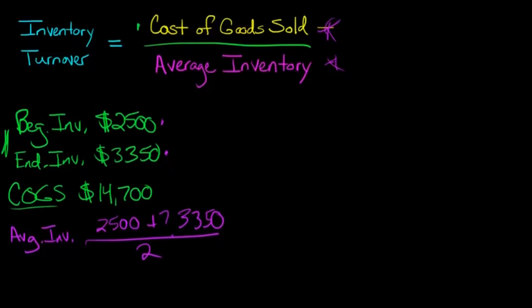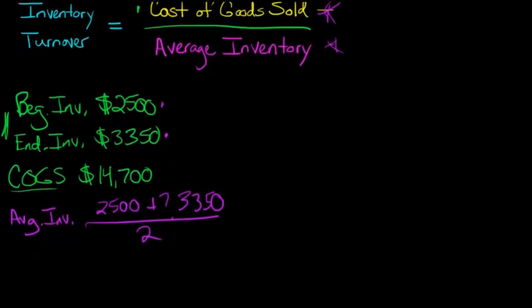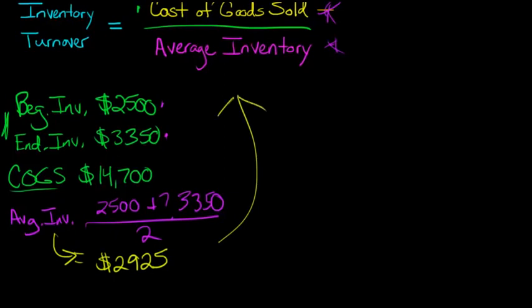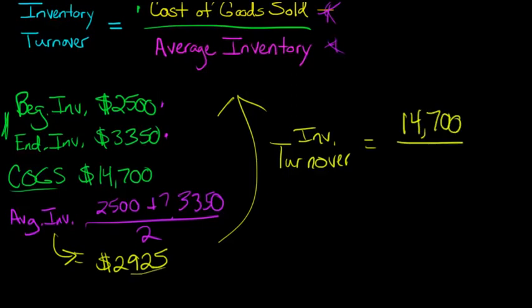Let's scroll down, get a little more room. What is that going to yield? 2,925. So our average inventory is $2,925. That's our average inventory. So now we just plug in. Inventory turnover is going to be 14,700 divided by this average inventory, 2,925. And what does that yield? Well, rounded, that yields 5.03.